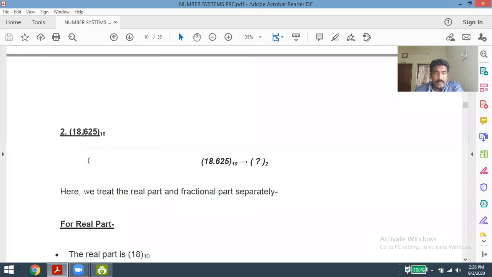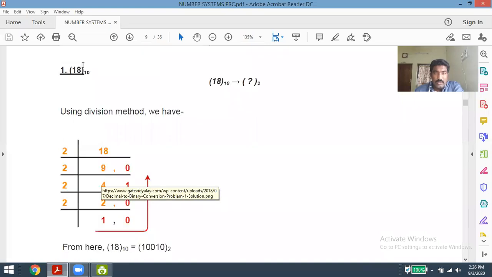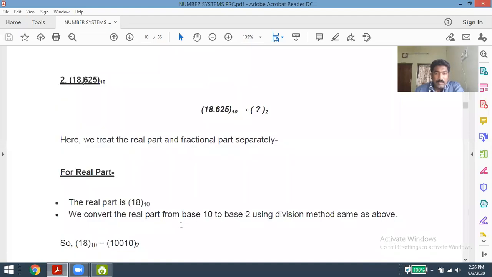In the previous example, I used the division method. Why? Because there is no fractional value. Just divide with the given base, and the remainders generate the base 2 value: 10010 base 2. So this is clear. Now coming to the second part, which is about fractions.